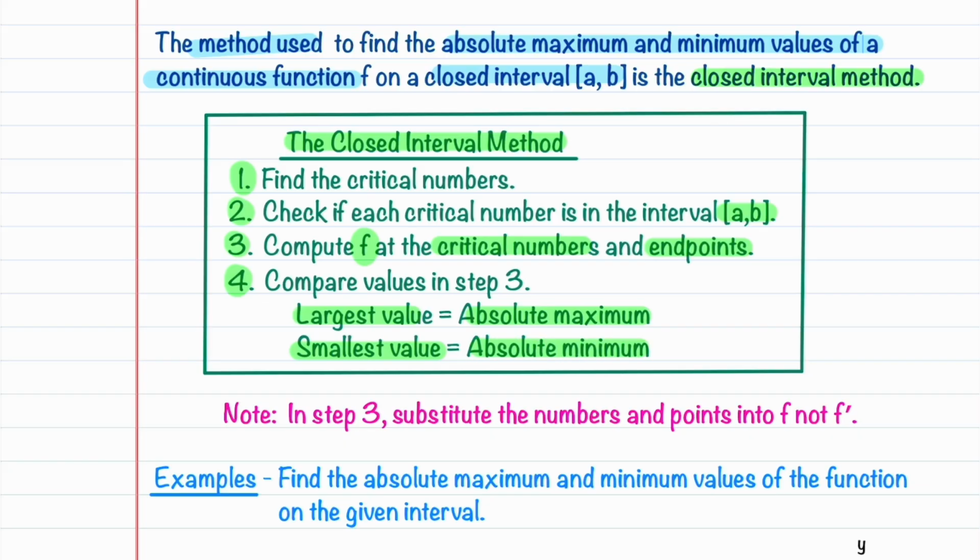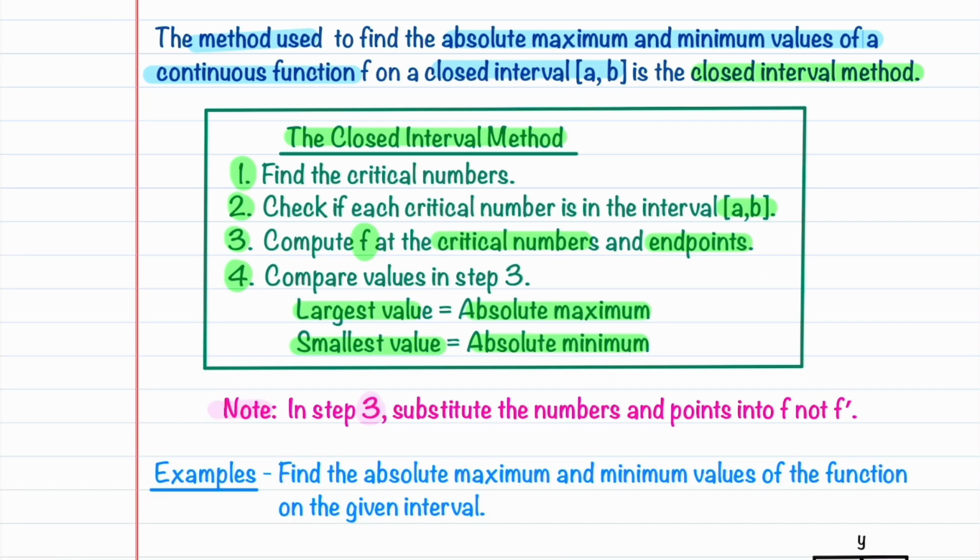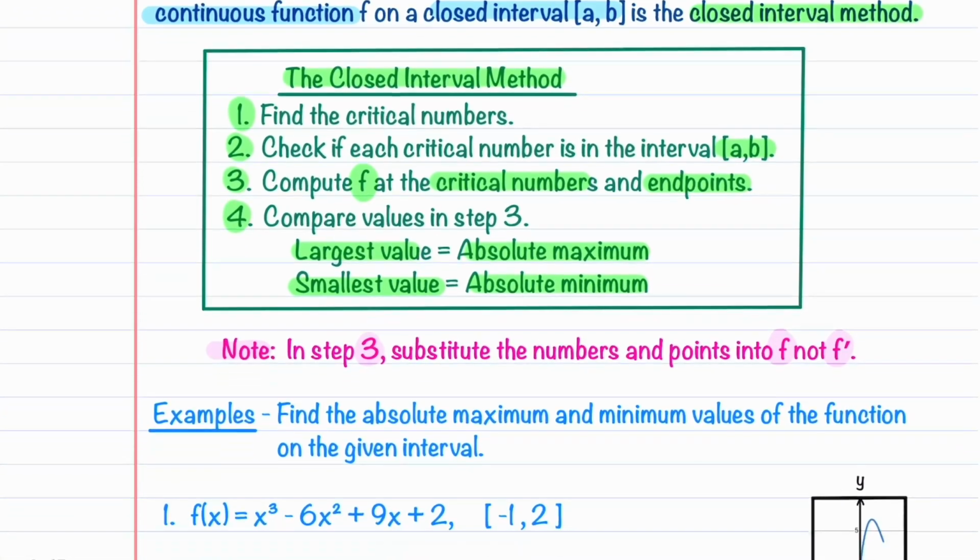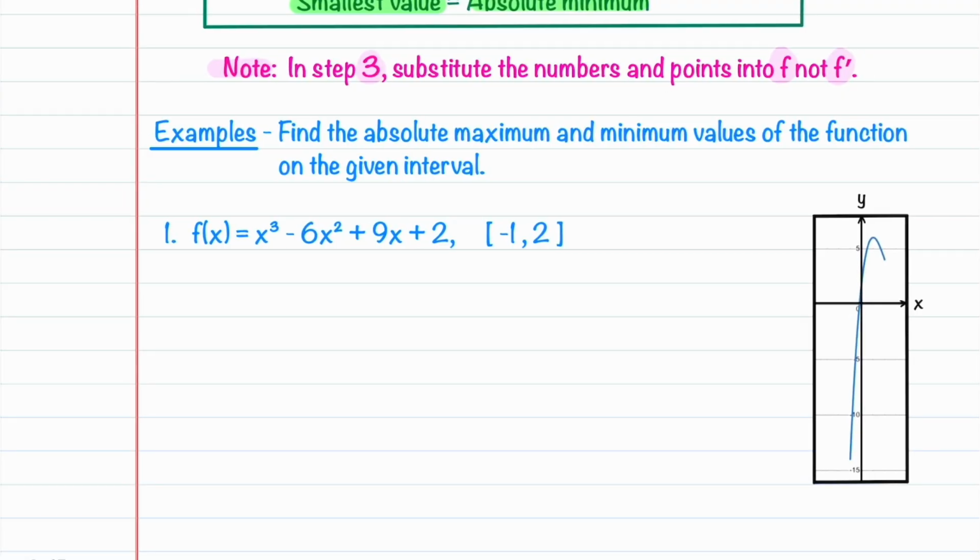I want to highlight one of the mistakes I see students make the most when they're doing the closed interval method. And that is in step 3, it's so easy to substitute the critical numbers and the endpoints into f prime, but you don't want to do that. You want to make sure that you plug them in to f. Let's now walk through some examples.